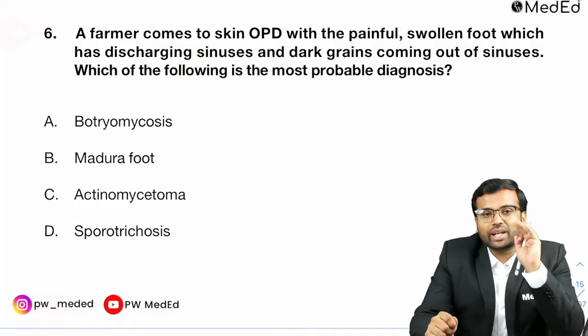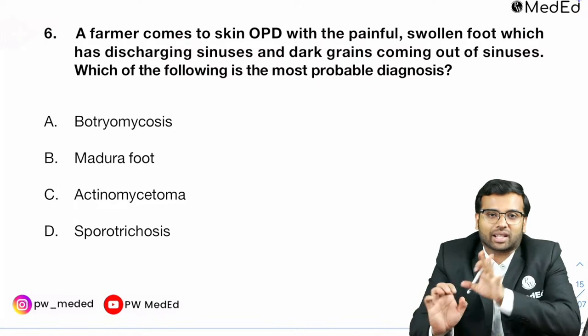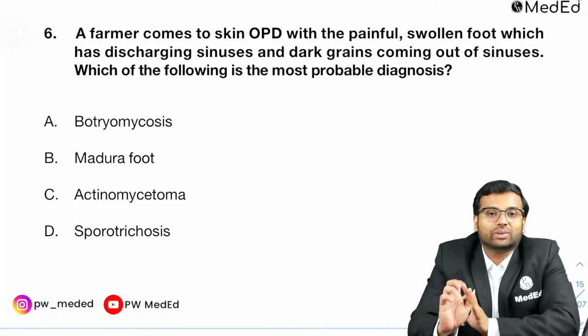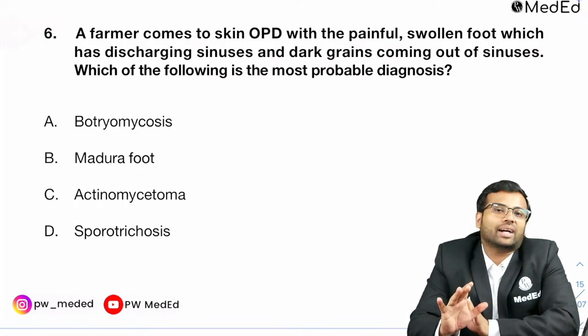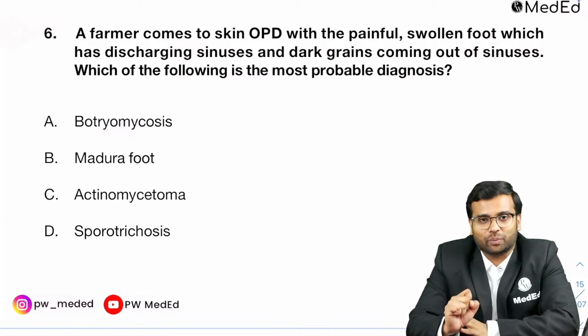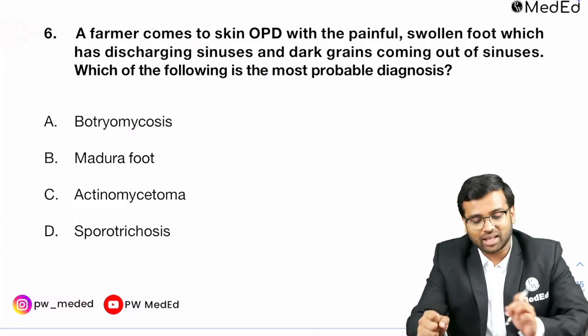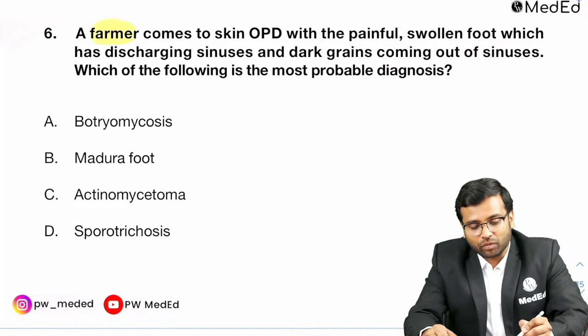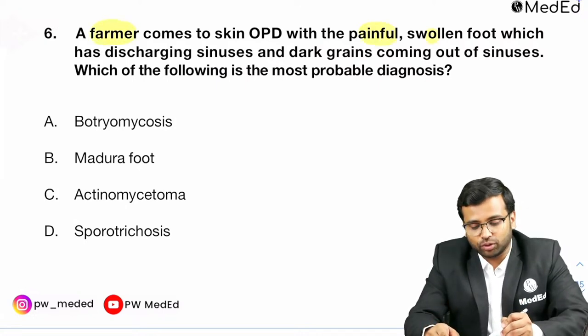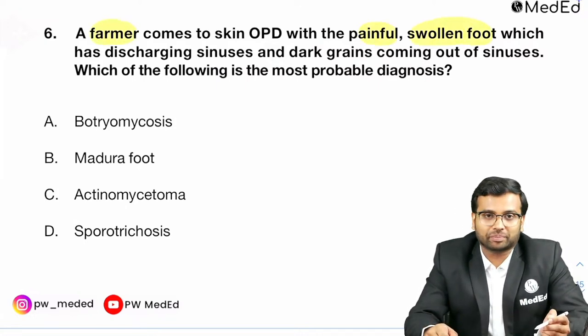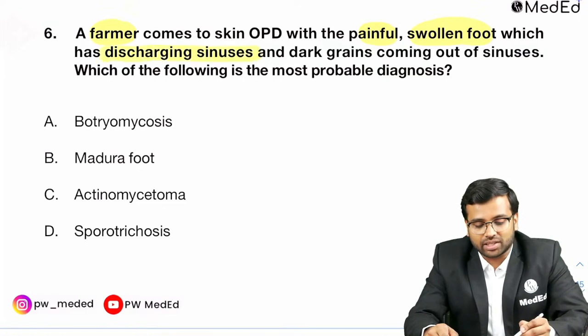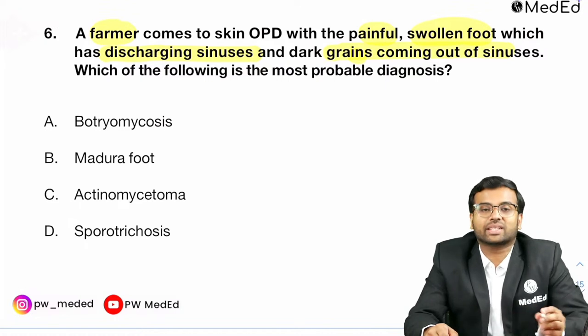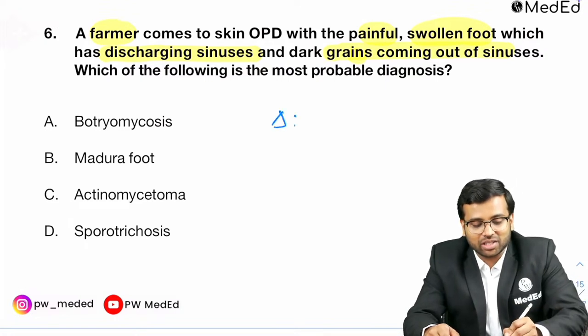So when you read this question itself, I'm sure that the answer should come to your mind, right? This is a classical triad which has been mentioned in this MCQ. There is a farmer who presents with a painful swelling of the foot. There are multiple discharging sinuses and grains coming out of the sinus. So what is the diagnosis? Here the diagnosis is pretty much clear.